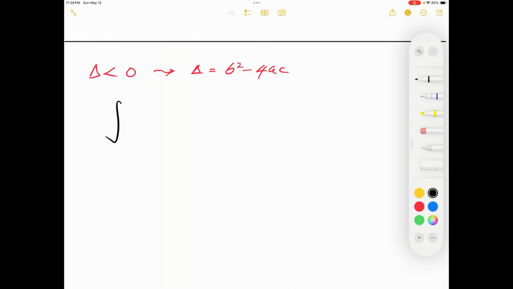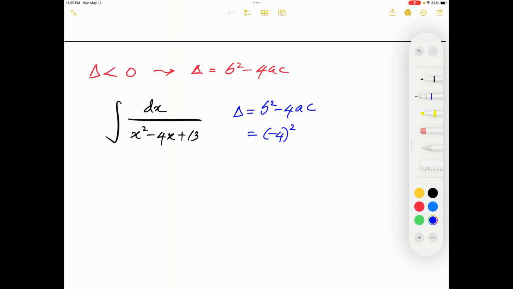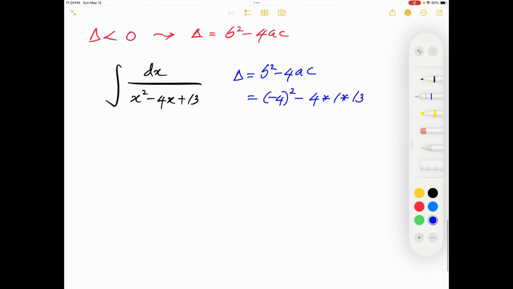Let's say I need to evaluate the integral dx over x squared minus 4x plus 13. In this case, we can see that a equals 1, b equals negative 4, and c equals 13. So if I solve for delta, which is b squared minus 4ac, I will have negative 4 squared minus 4 times a is 1, c is 13. If you simplify that, we get 16 minus 26 times 2, which is 52. And that's very clearly negative.